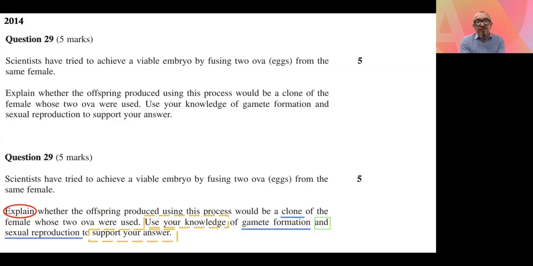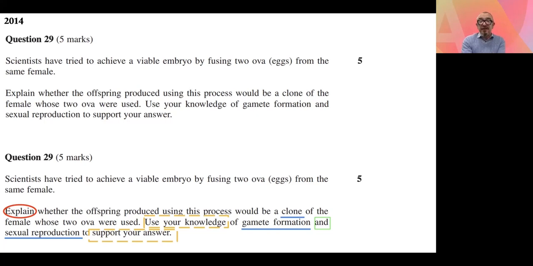So this question is from 2014, but it still relates to the current syllabus as has been delivered to you. Scientists have tried to achieve a viable embryo by using 2 ova, that is eggs from the same female. Explain whether the offspring produced using this process would be a clone of the female whose 2 ova were used. And then use your knowledge of gamete formation and sexual reproduction to support your answer.